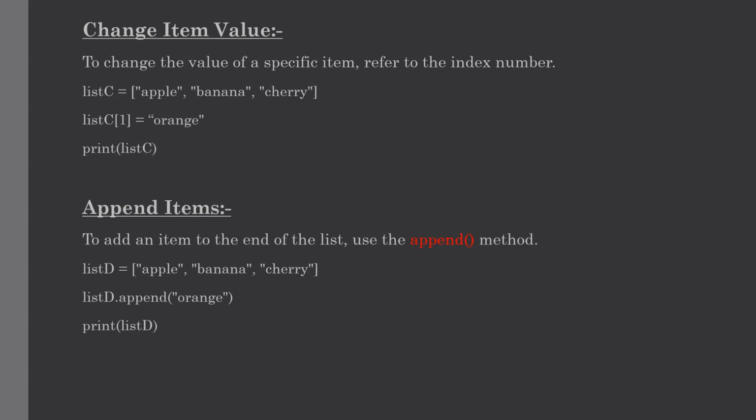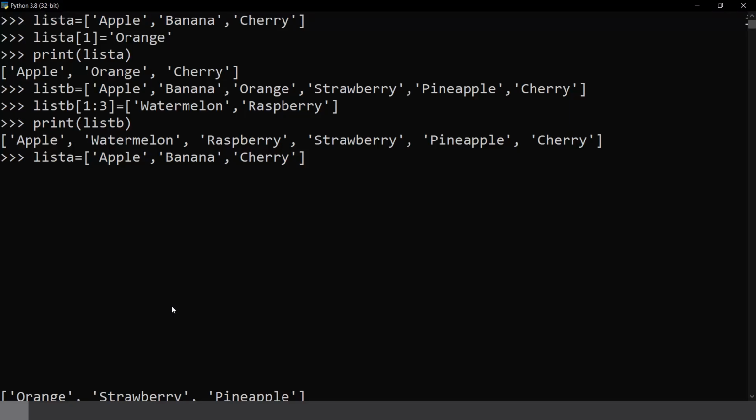Our next topic is the append method. To add items to the end of the list, we use the append method. This is the basic syntax for using the append method. Let me show you with an example. In this case, we will be using list A, and we will use the append method to add a new item at the end of the list. Just use list A dot append, and in brackets denote the new item and hit enter.